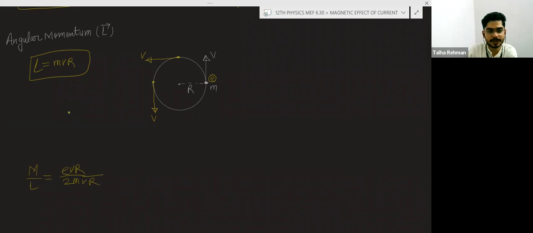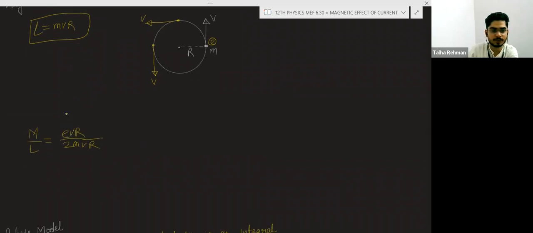So finally you will get the ratio of the magnetic moment divided by the angular momentum of the electron, M by L, is equal to e divided by 2m. e is the charge of the electron, m is the mass of the electron.